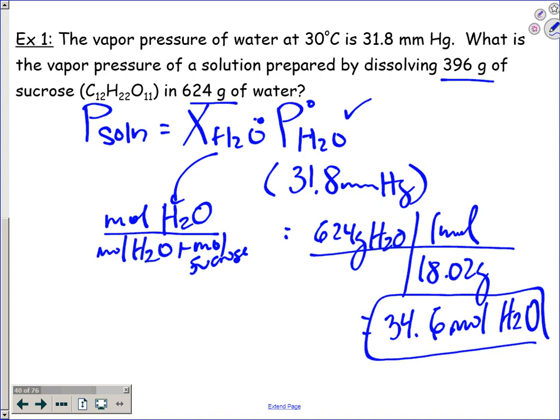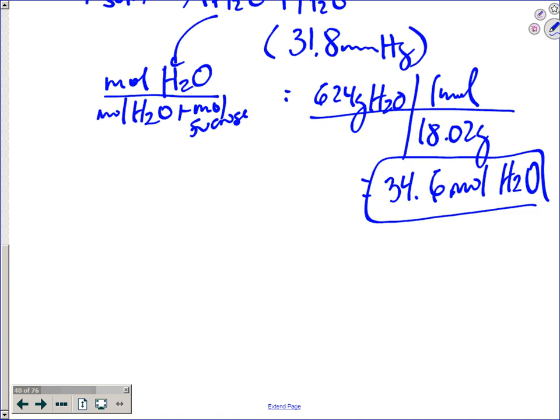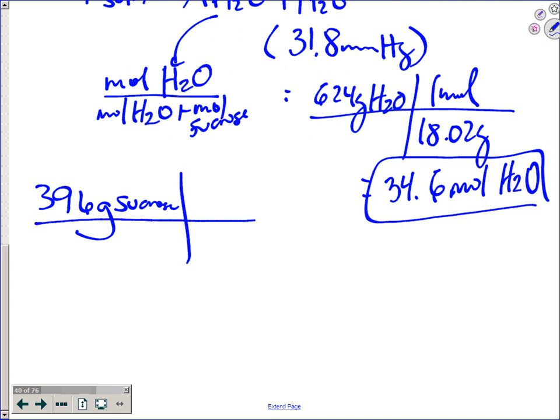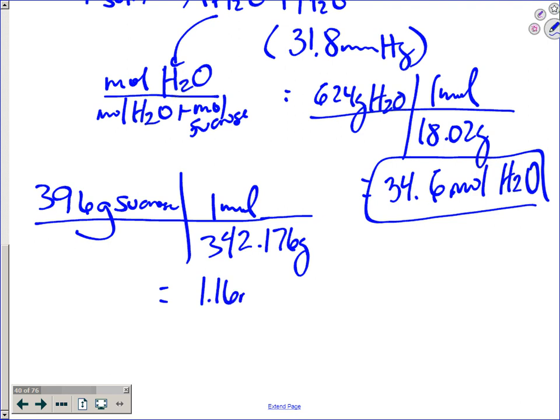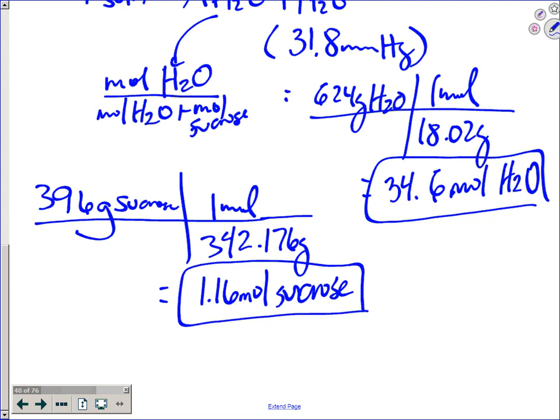And then what's our molar mass of sucrose, anybody? So 396 grams of sucrose, 342 point what? 176 grams of sucrose per mole. That gives us 1.16 moles of sucrose. Now you have the two pieces you need to build this fraction.